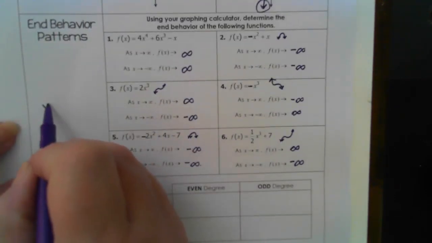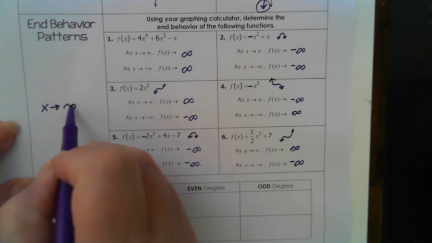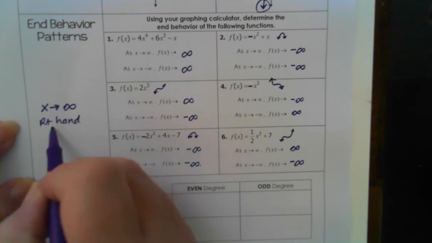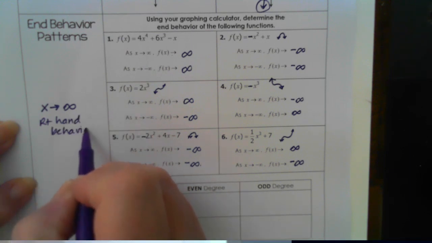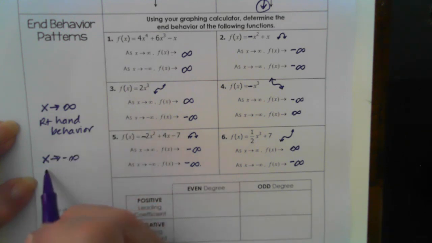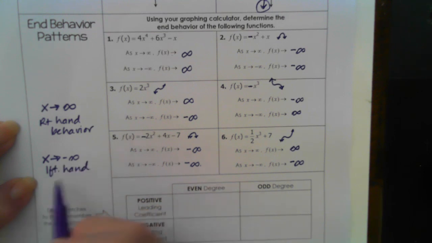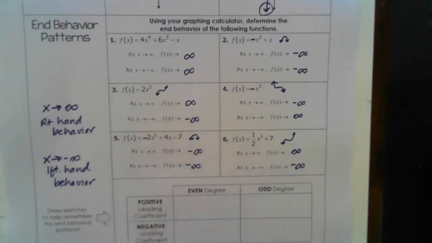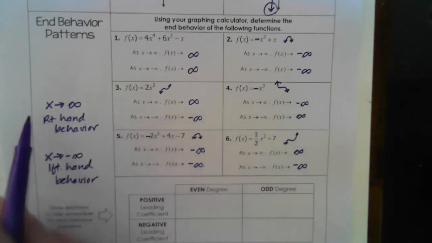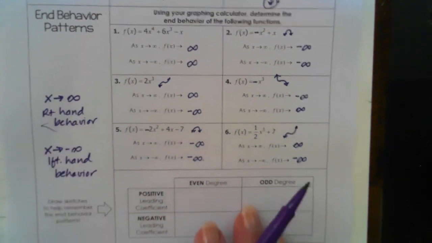And I want to make sure I've been saying it all along, but when I say when x goes to positive infinity, it means the right-hand behavior. And when we say x approaches negative infinity, we're talking about the left-hand behavior. So we're looking at what's happening on the left. So the positive infinities look to the right, negative infinity is saying look to the left when we're saying as x is going those ways.